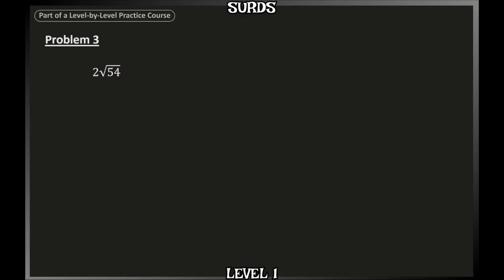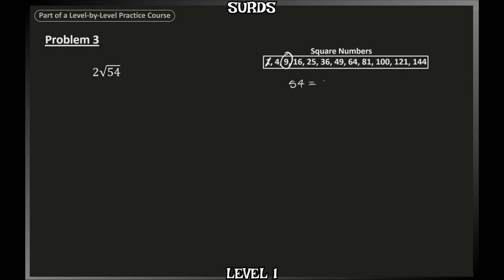In problem 3, we're simplifying 2 times the square root of 54. Now focusing on the square root of 54, to simplify this we need two numbers that multiply to make 54, where one of them is a square number. And if we look again at our list of square numbers greater than 1, we can see that 9 is a factor of 54, because 9 times 6 is 54, and there aren't any other numbers on that list that divide into it. So we can rewrite 54 as 9 multiplied by 6.